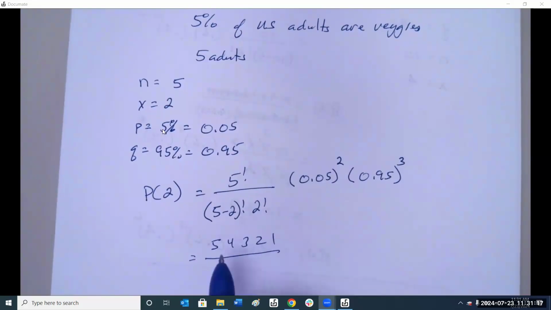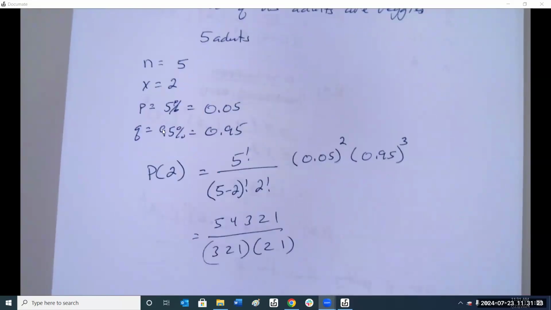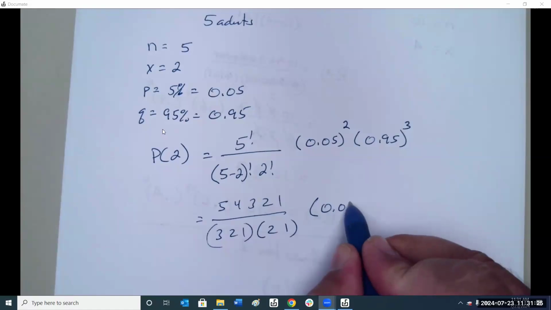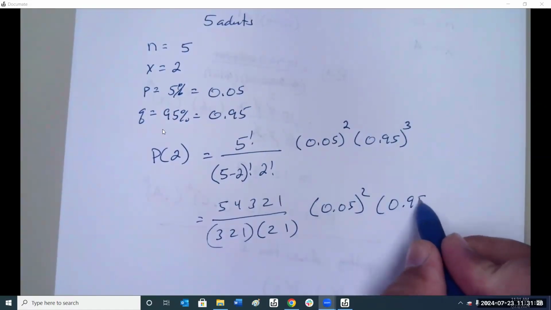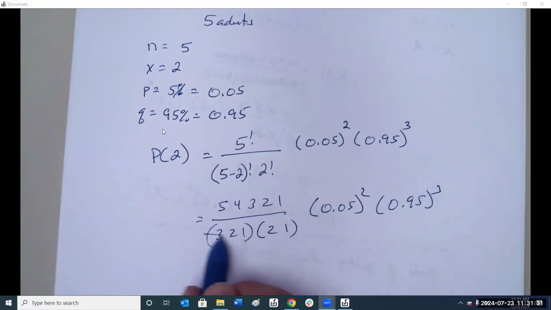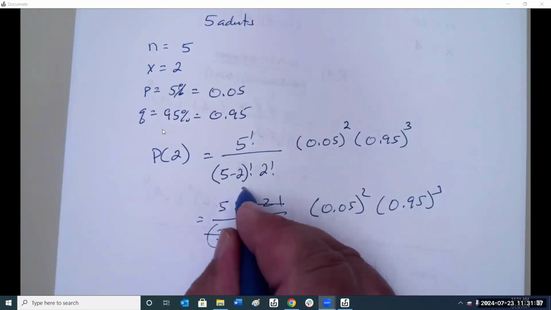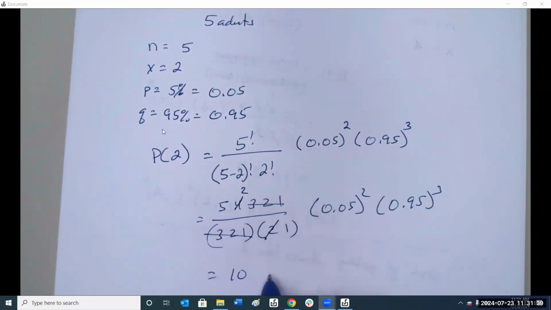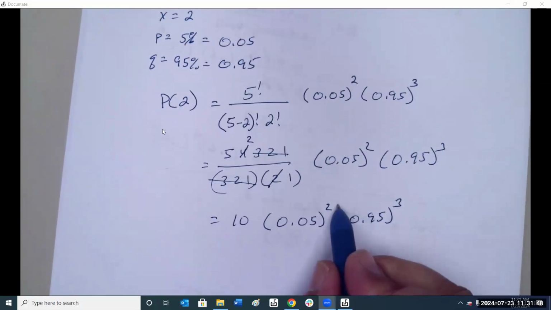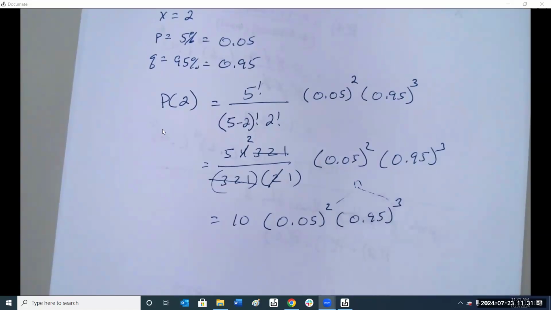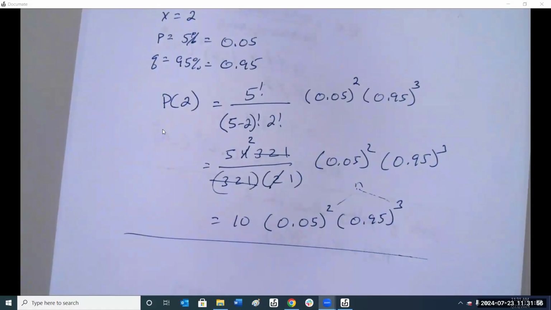5, 4, 3, 2, 1 over 3, 2, 1, 2, 1. So 3, 2, 1 can cancel. And then the 2 on the bottom can cancel with the 4 on top. So we have 5 times 2 is 10 times 0.05 squared, 0.95 cubed. Remember, the exponents have to equal n. So that's the first one.